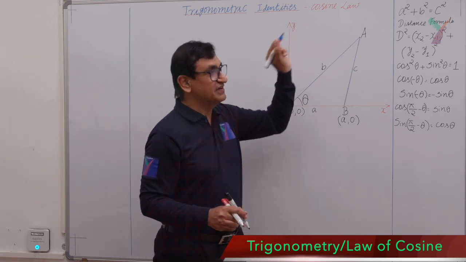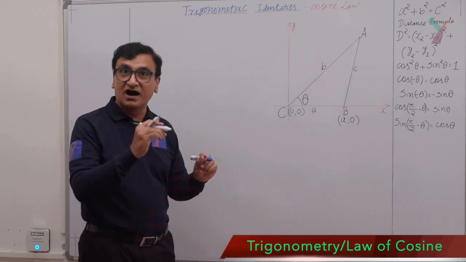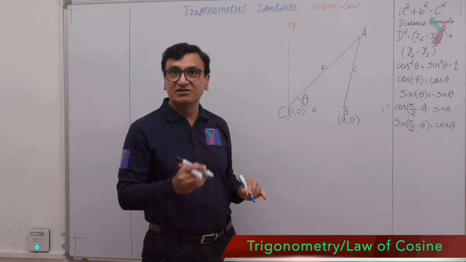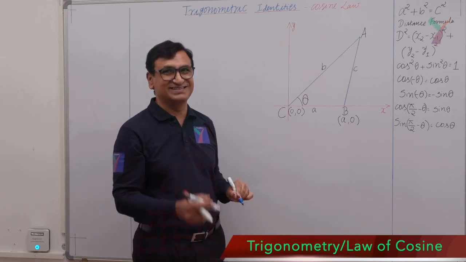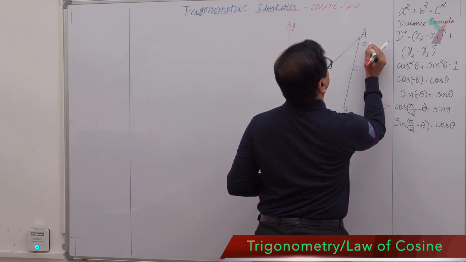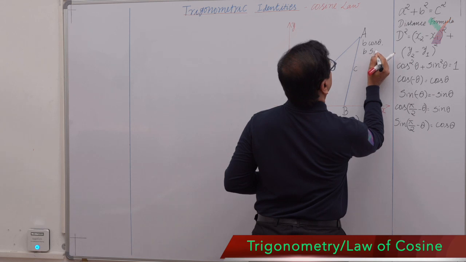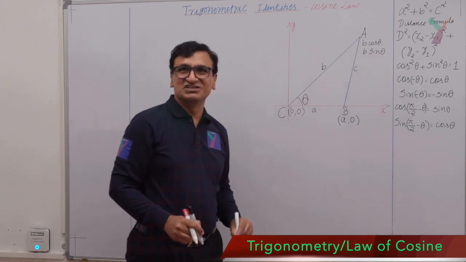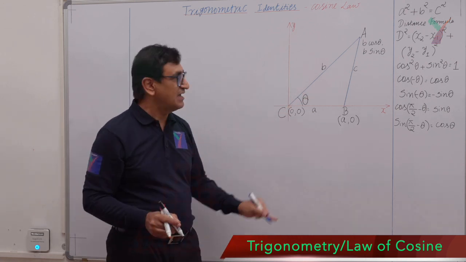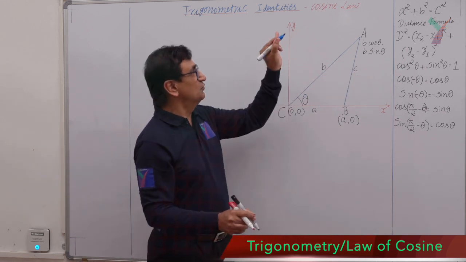Next, the coordinate of A in polar form. It is at a distance b from the origin. So, the r equivalent is b and the angle is theta. So, the coordinates of A are b cos theta and b sin theta. Next, I am going to use the distance formula. I am taking that a and b are known and I am going to calculate the length c in terms of a and b, and in the process prove the cosine law.